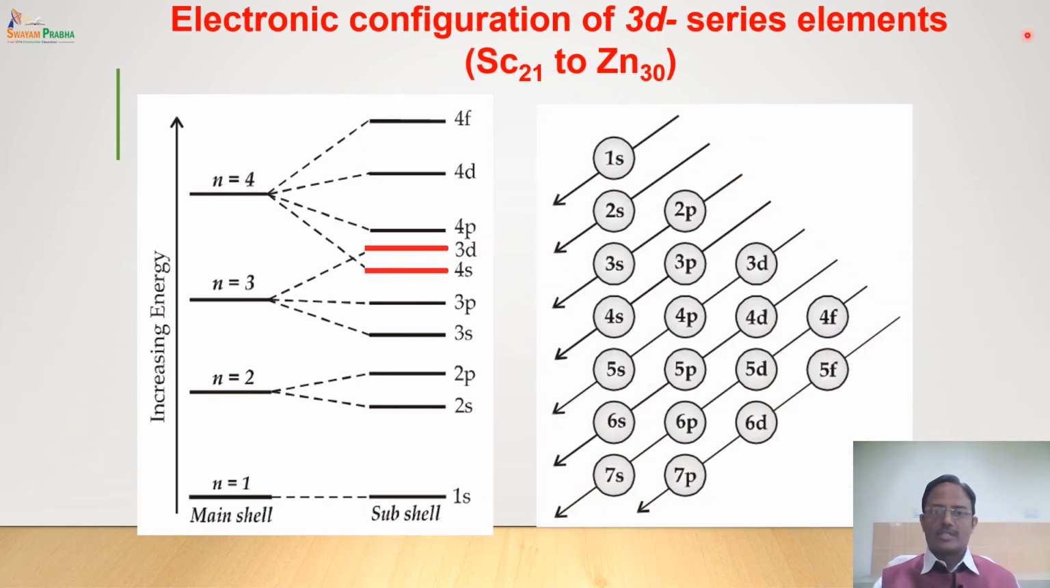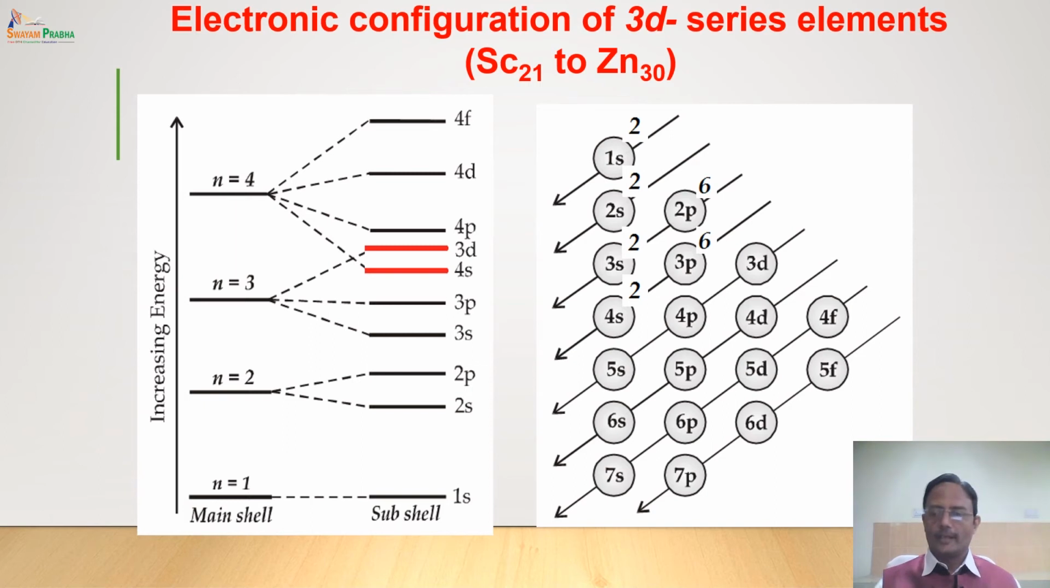So we'll start filling the electrons right from the beginning. The first 2 electrons will go to 1s, next 2 electrons will go to 2s, next 6 electrons will go to 2p, next 2 electrons will go to 3s, next 6 electrons in 3p, and 2 electrons in 4s. Now this is at atomic number 20, up to calcium. Now the next electron will go to 3d, and from here the d series starts. So we get the 3d series elements from scandium, which is atomic number 21.